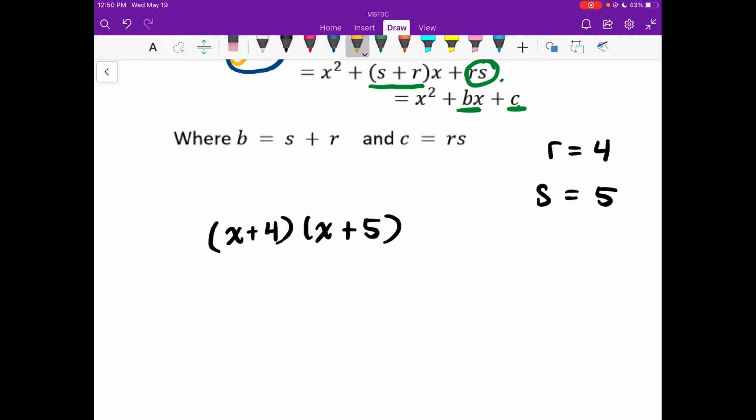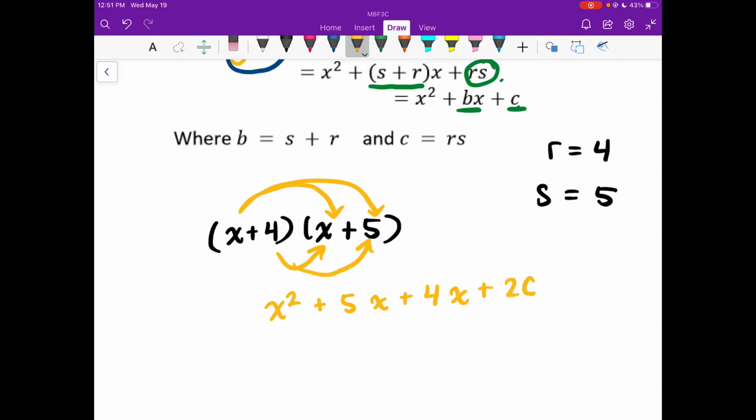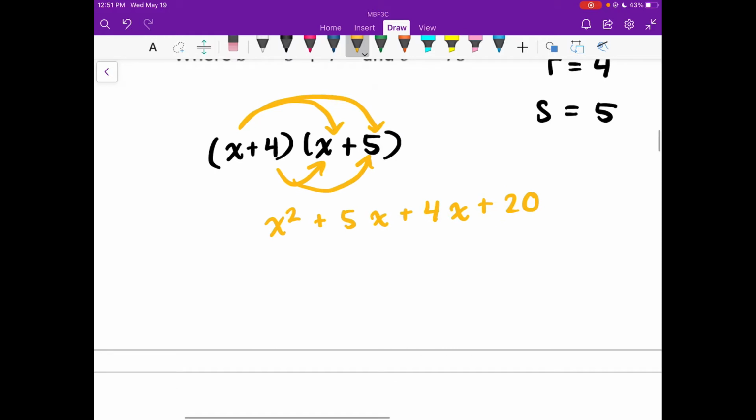I'm going to do x times x, which is x squared. X times 5 is going to be 5x. 4 times x. And of course, if you want to write out all the steps, that's fine. I'm just, for the interest of time, going a little bit faster. And then obviously I have to collect these two. They're like terms. So it's going to be 5 plus 4.